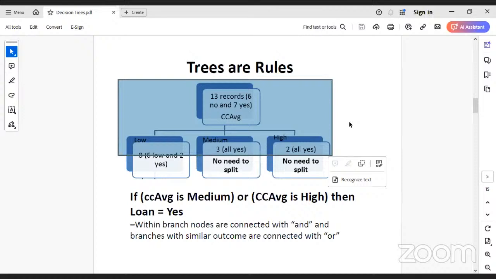So what I mean is, branches are connected. CC average is medium is one branch, CC average is high is the second branch. So when your leaf is of the same category, then you can combine these branches with the help of OR. If CC average is medium or it is high, then loan is yes. This is how it works.